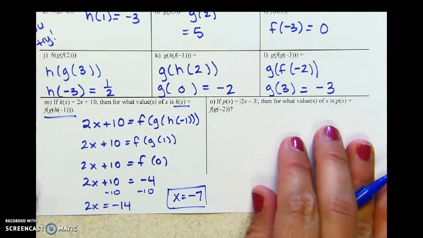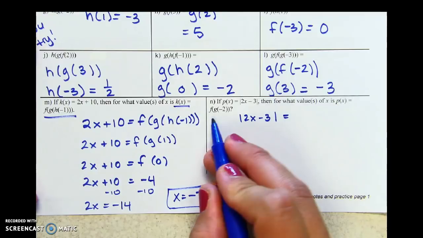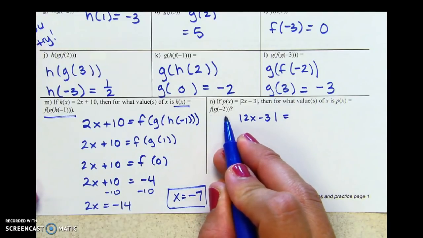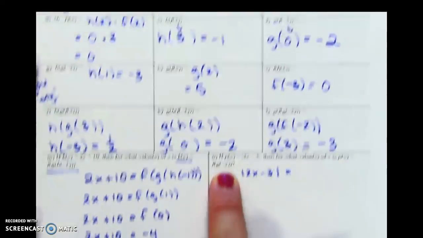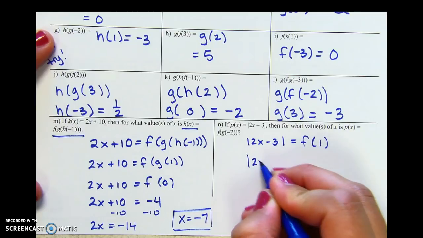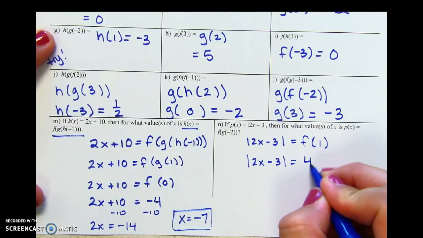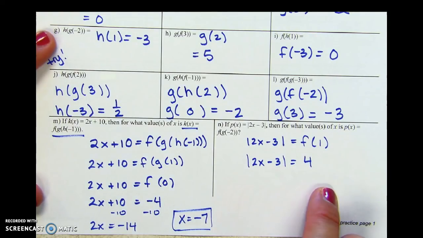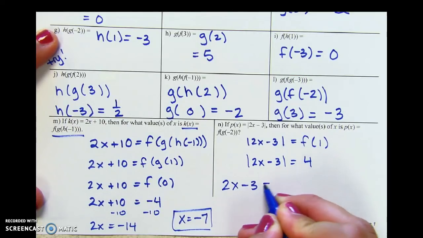All right, same thing over here. We're going to have the absolute value of 2x minus 3 equals f of g of negative 2. Ready? G of negative 2 is 1. F of 1. If it were a negative, what would we write? We would write no solution, because remember, an absolute value can't equal a negative. But now that it equals a positive, we could say 2x minus 3 equals 4.